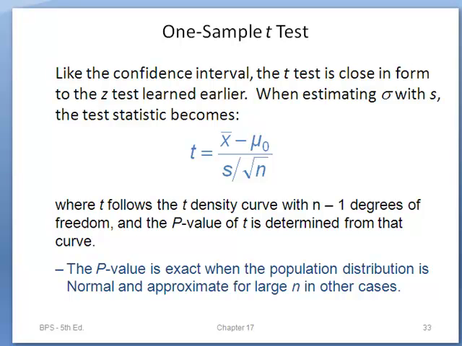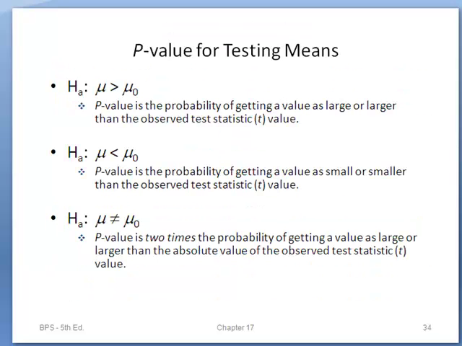The p-value is exact when the population distribution is normal and approximate for large n in other cases. So how we find the p-value is the same technique as when we used for the z. The only difference is that we have to use the t-tables, and that makes it a little more difficult. And we'll go over that and you'll see what I mean. But the idea is the same. If my sample mean is far out into the tails, we're going to end up rejecting the null hypothesis, and that p-value will be a value in which we can determine whether it's far out in the tail or not.